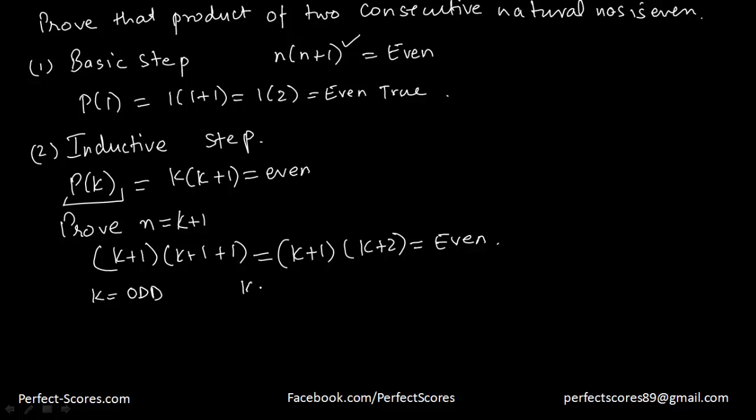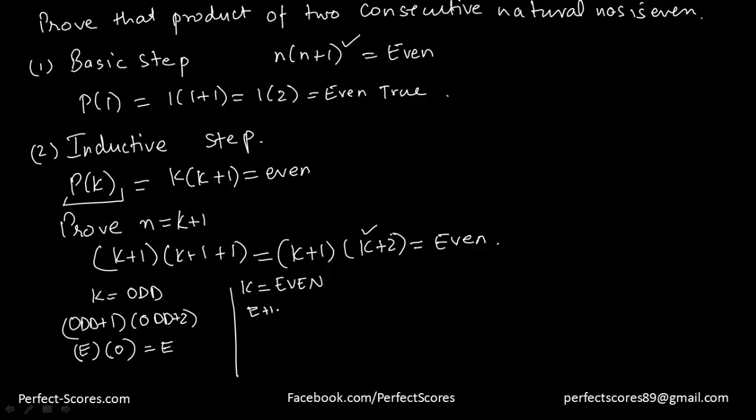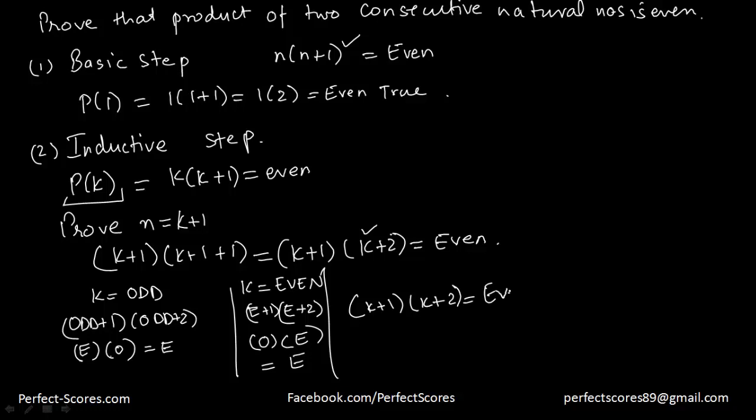So from here I can say that there are two possible values for k. k can be an odd number, or k can be an even number. If k is odd, then odd plus 1 is going to be an even number, and odd plus 2 is going to remain an odd number. Even into odd is even. Similarly, when k is an even number, even plus 1 is going to be an odd number, and even plus 2 is going to be an even number. That is again going to be even. So every time, k plus 1 into k plus 2 is going to be an even number.